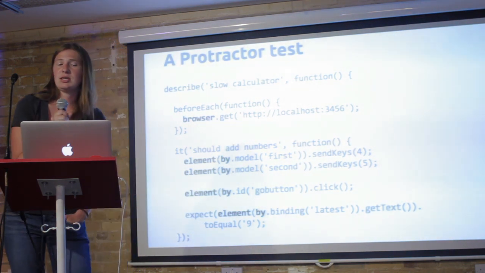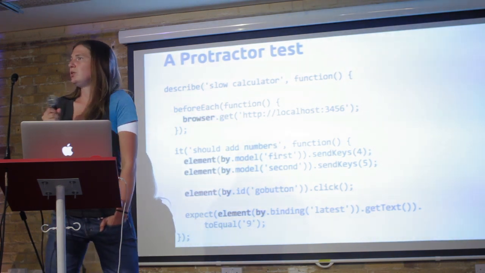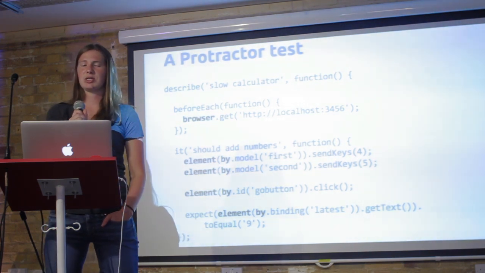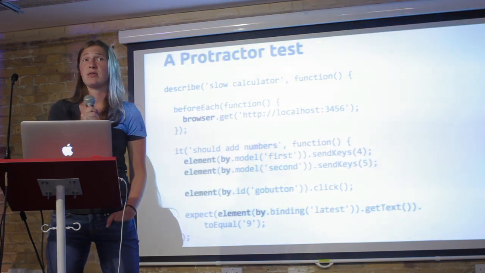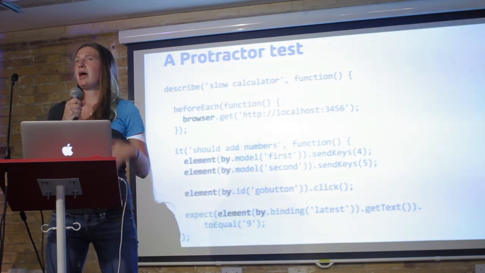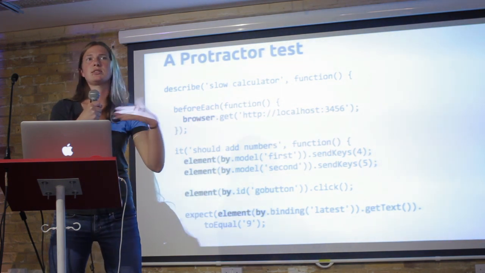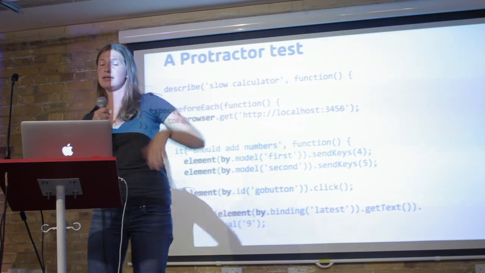The element function is for interacting with elements on your page, which is pretty much what the user does when they interact with your page. And I'll go more in depth in that in the next slide. And this by namespace is a set of locators that tell you how to actually find elements.